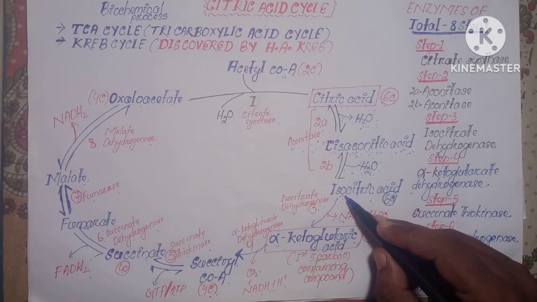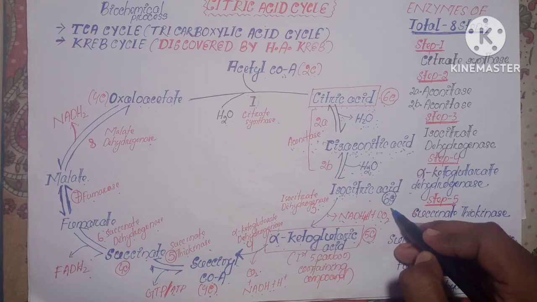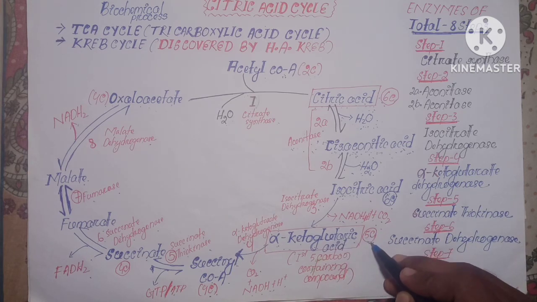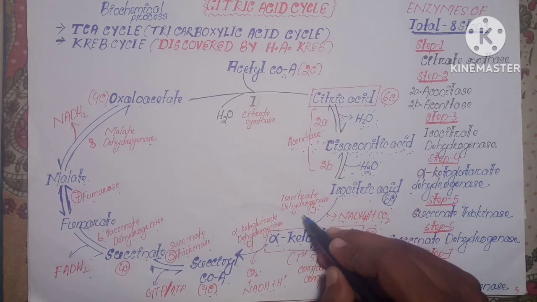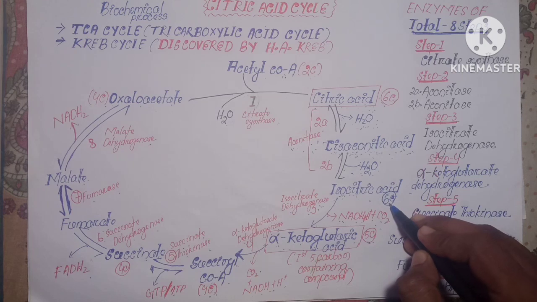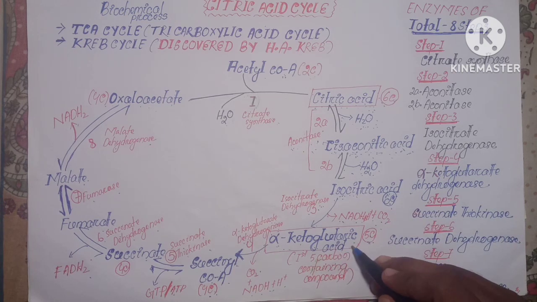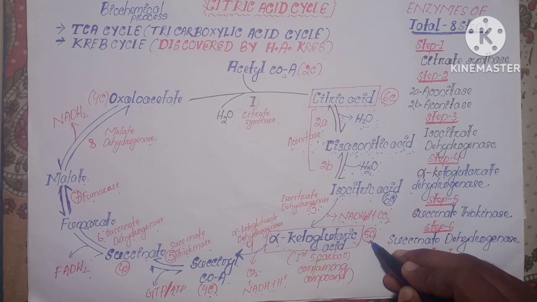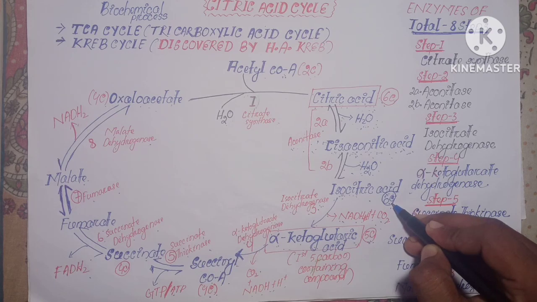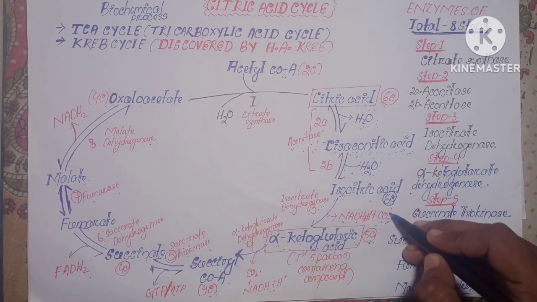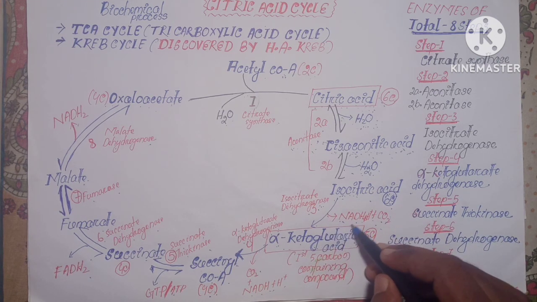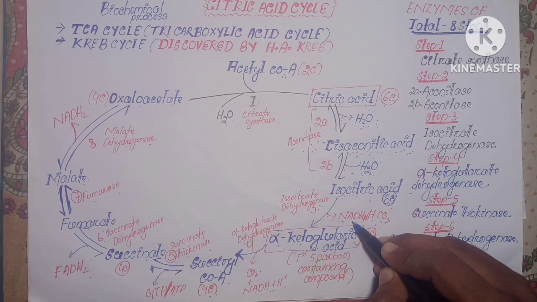In the next step, the isocitric acid, which is a 6 carbon containing compound, is converted into alpha ketoglutaric acid, which is a 5 carbon containing compound, by the presence of the enzyme isocitrate dehydrogenase. So, from the 6 carbon containing compound, 1 carbon is removed in the form of CO2, and in this process 1 molecule of NADH2 is released.